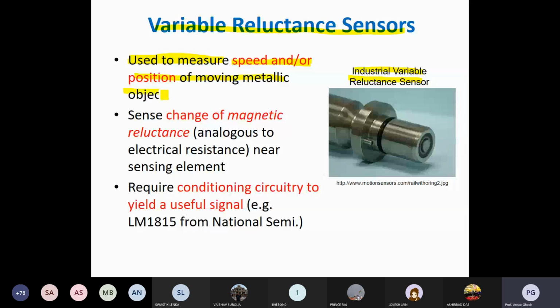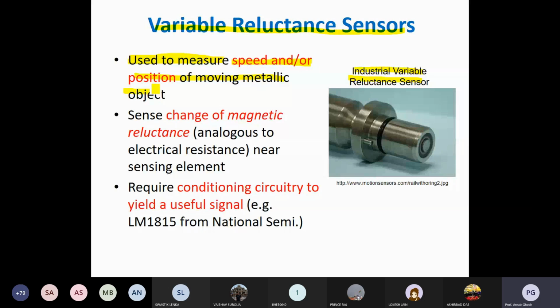So how is variable reluctance possible? By the difference of your air gap. If the air gap is different, a different length of air gap means the area of flux distribution will be different. If the flux distribution is different, the reading values are automatically different. So for variable position and speed applications, you can use this type of sensor, and it senses the change of magnetic reluctance.